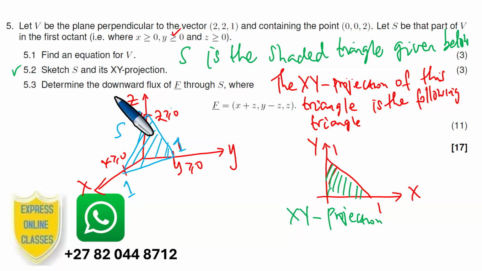Determine the downward flux of F through S, where F is a vector field. To determine the downward flux of F, there are a couple of things we need to take into account. What exactly do we need to take into account here? We need to consider every single bit of thing we need.